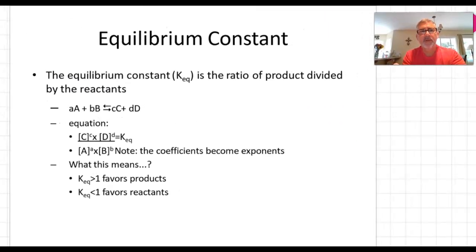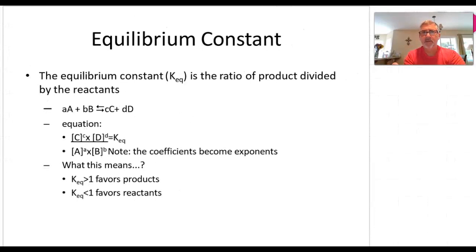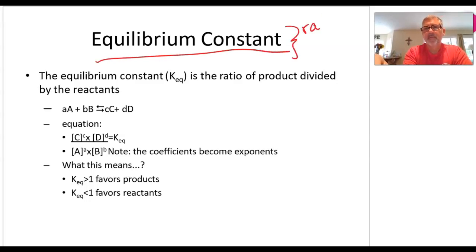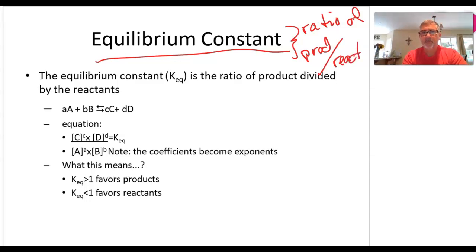All right, so equilibrium constant. You'll have to be able to calculate this. The equilibrium constant is the ratio of products over reactants. So it's the products over the reactants. Some important things to know here: coefficients become exponents.